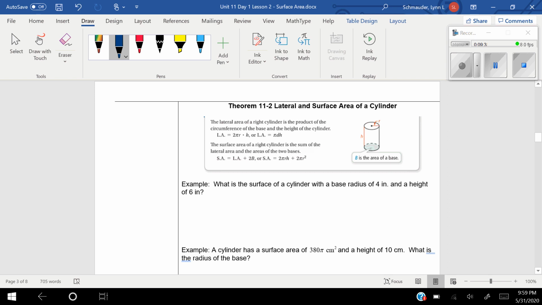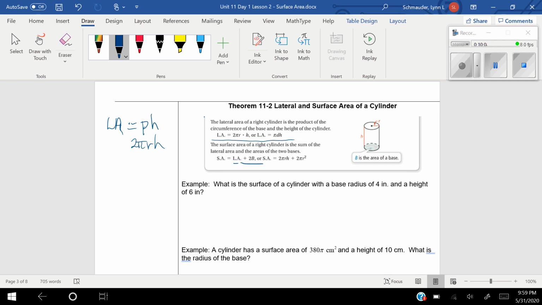And so here's how we find the lateral area and surface area of a cylinder. The lateral area is 2 pi r times h, which, hey guys, that's still the perimeter times the height, right? Because the perimeter is 2 pi r in this case. So there's nothing new here. Perimeter times height is the lateral area. And the surface area, again, is the lateral area plus 2 bases.